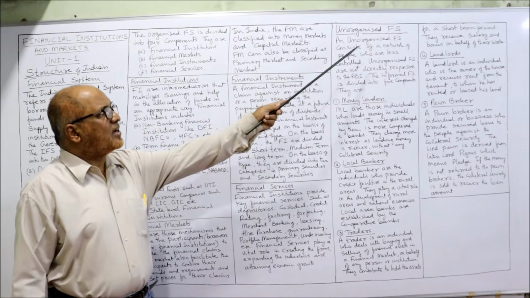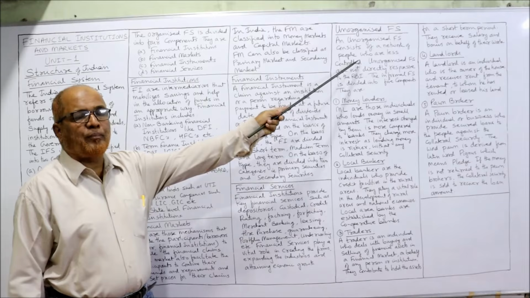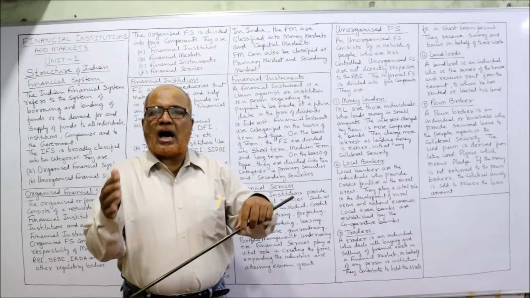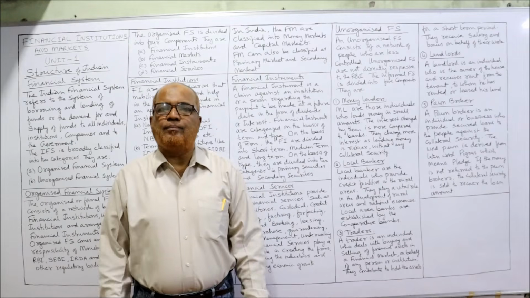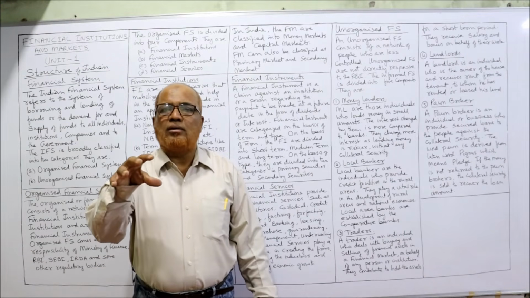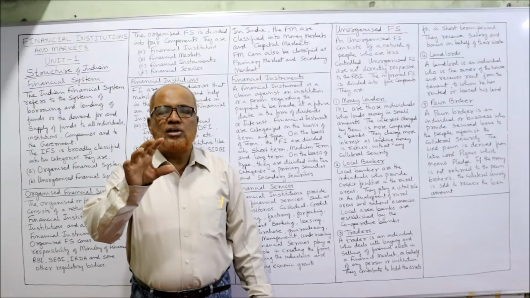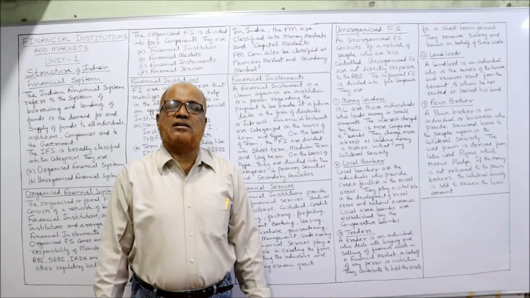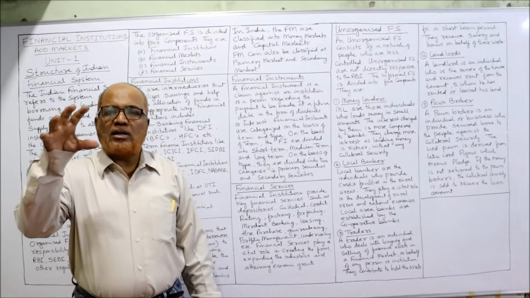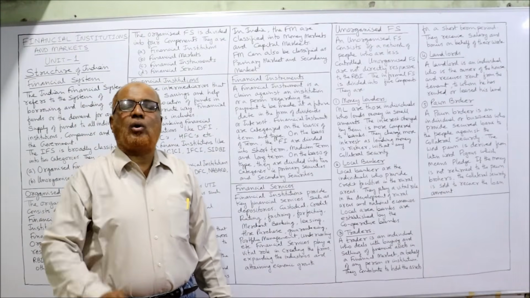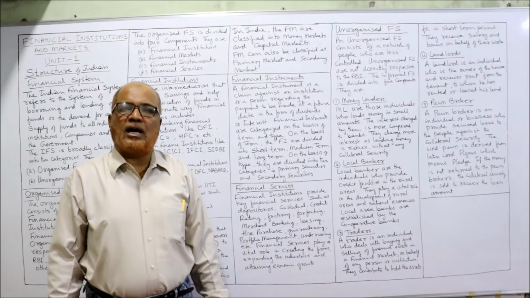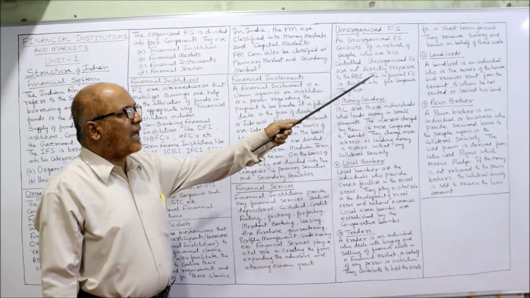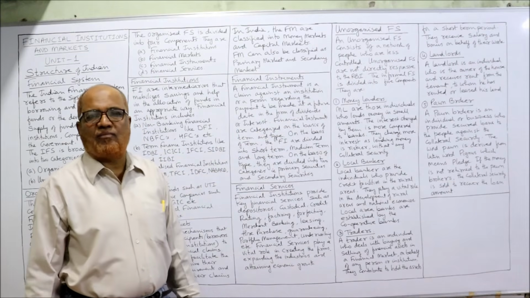The unorganized financial system consists of a network of people who are less controlled. That means there is not much control on this system. There are no specific rules through which we can control it. It will not come within the ambit of control of RBI or any other regulatory body. The unorganized financial system is not directly responsive to RBI, the Reserve Bank of India.